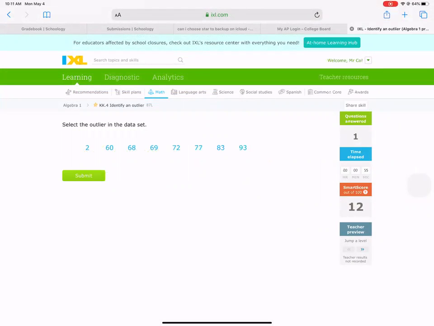Same idea here. Go and look at the numbers. 2, 60, 68, 69, 72, 77, 83, 93. And the idea of an outlier is that value that's just out there, right? It's not close to the average. It's not near anyone else. And if you look here, the number is 2. 2 is way far from the rest of the group.